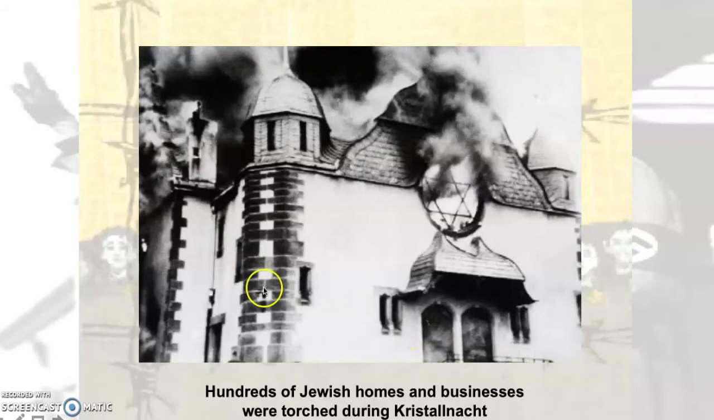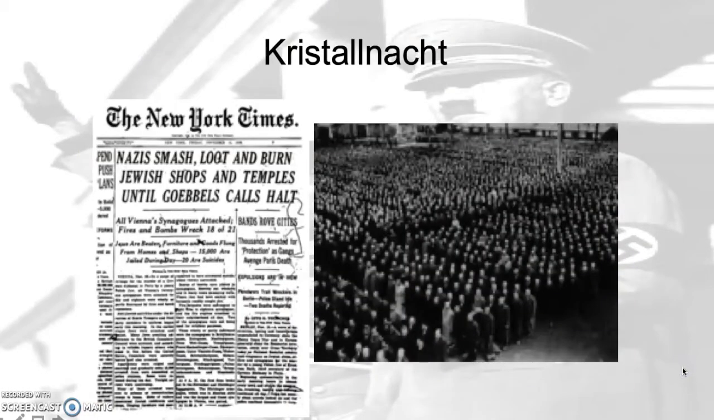All right, you can see this is a picture. Obviously, this is 1930s. The photo quality is not that good. Jewish homes, like well-known Jewish people, their homes are going to be burned. Their businesses, their synagogues, their houses of worship. All right, so Nazis smash, loot, and burn Jewish shops and temples. That was in the New York Times around 1935.